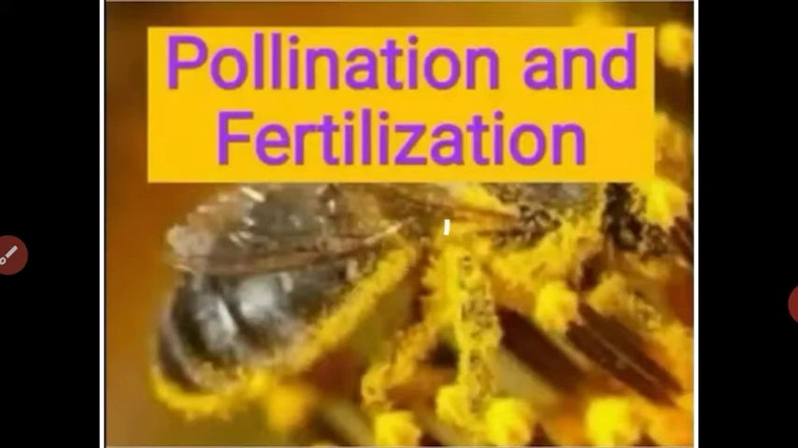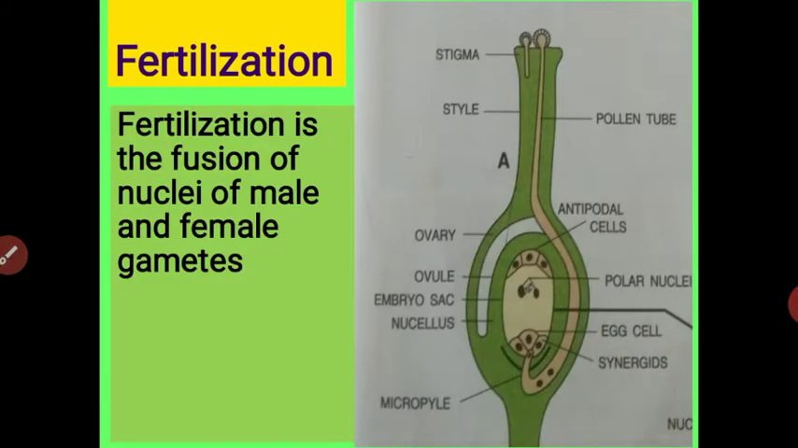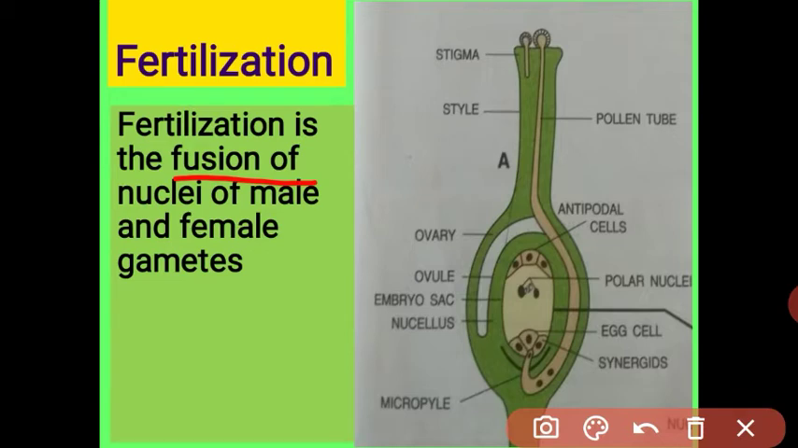After pollination, the next stage is fertilization, and in this video we are going to study fertilization in detail. Start with fertilization. Fertilization is a process in which the nuclei of the male and female gametes fuse. This process is called fertilization.